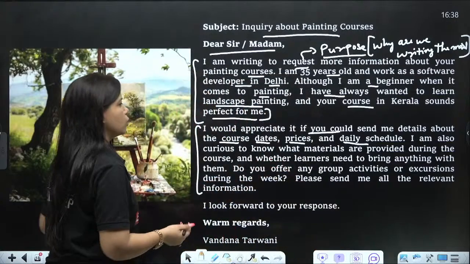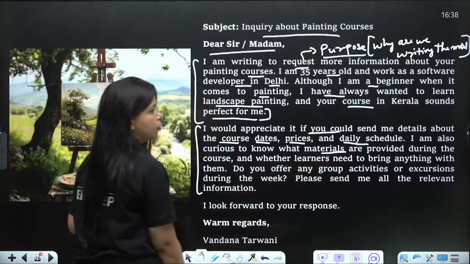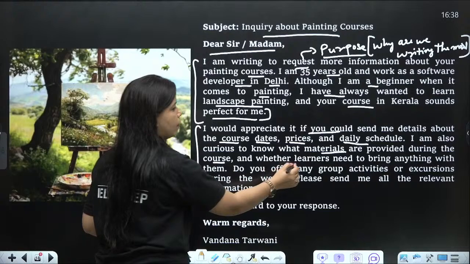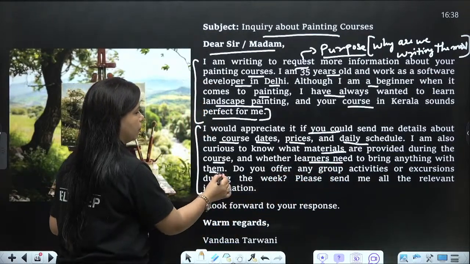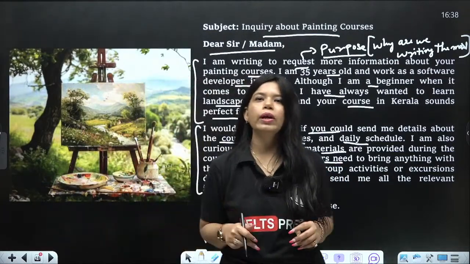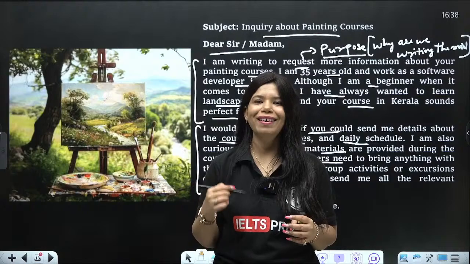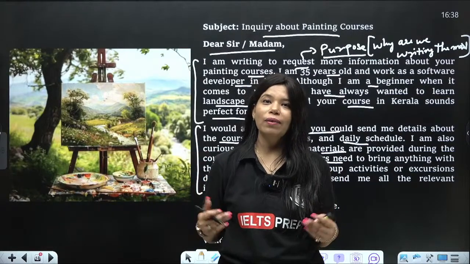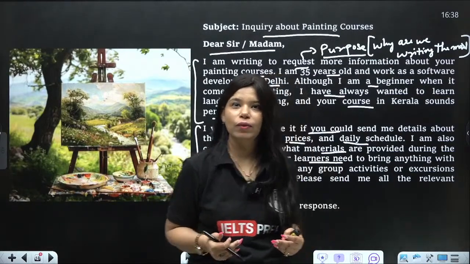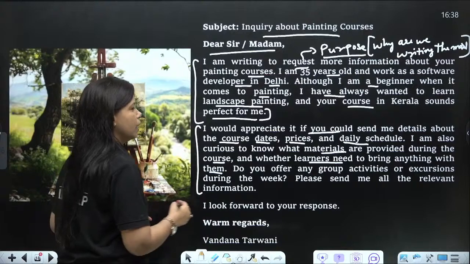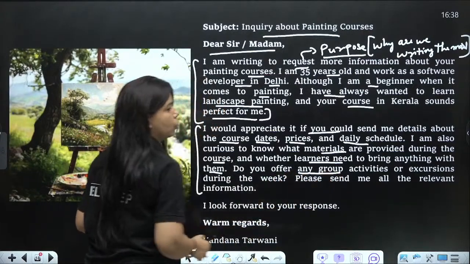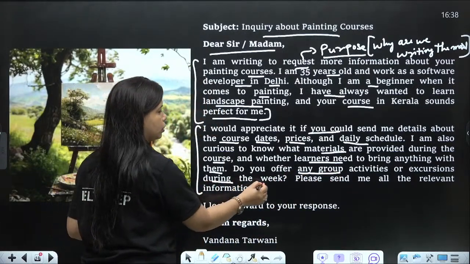I am also curious to know what materials are provided during the course and whether learners need to bring anything with them. That means, are you going to provide us the paintbrush, colors and canvas, or are we going to bring such items along with us? That's what I'm asking them. Then I'm saying, do you offer any group activities or excursions during the week?